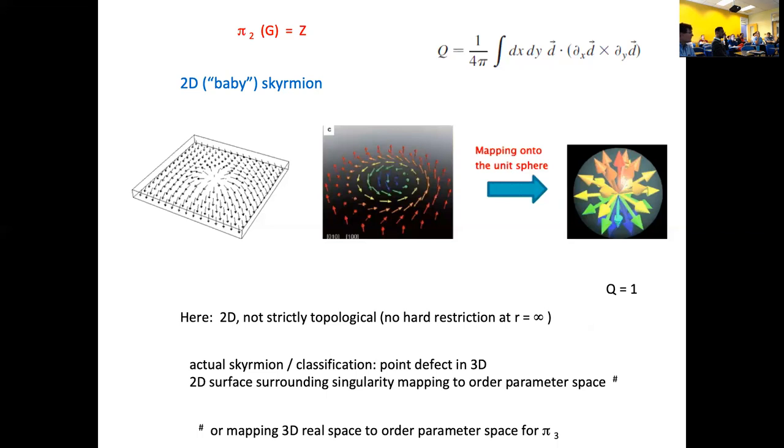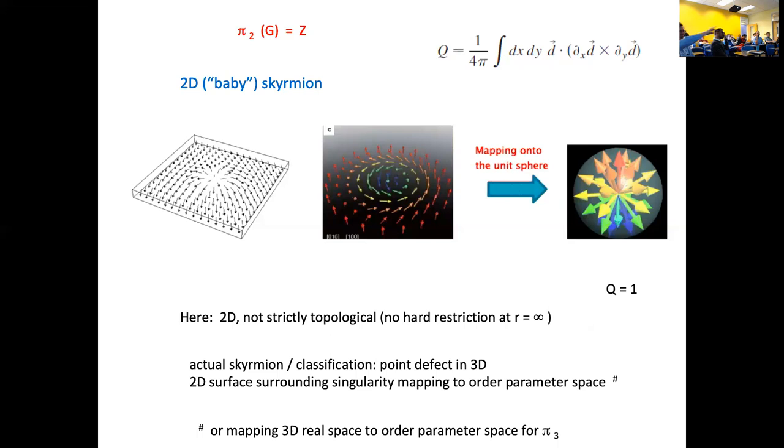So that is a two-dimensional surface mapping to the order parameter space. Actually, it turns out that pi 3 g is also an integer. And that one is mapping a three-dimensional real space into my order parameter space, but I won't be talking about that. That is actually the original skyrmion, as far as I understand, in the high energy literature.